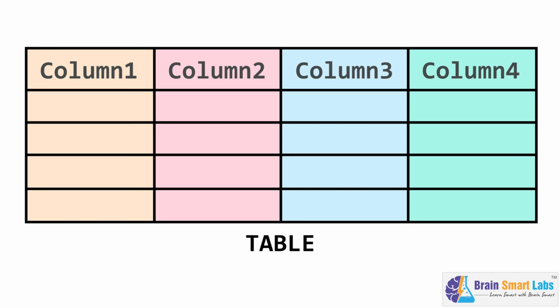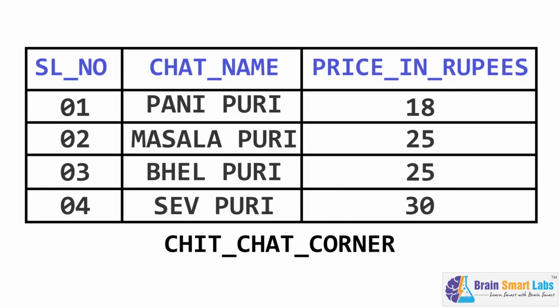Like this, a table in SQL can have n number of columns where each column will store data only related to that data type. For example, in our chitchat corner table, we have declared 3 columns, one which contains the serial numbers, the other column contains the name of the chat items, and the last column here is dedicated to store the price of the chat item here in rupees.